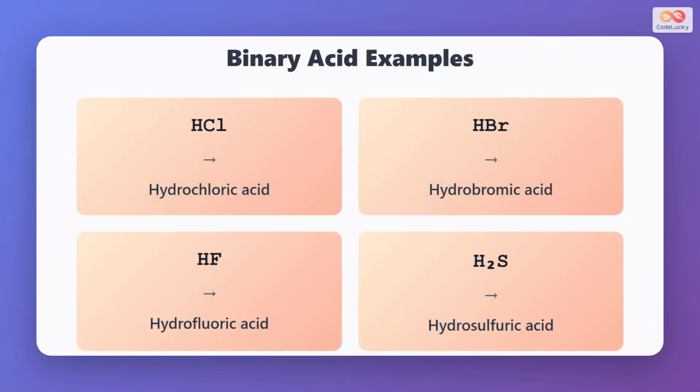Here are some common examples of binary acids. HCl, which is hydrogen and chlorine, is named hydrochloric acid. HBr, which is hydrogen and bromine, is named hydrobromic acid. HF, which is hydrogen and fluorine, is named hydrofluoric acid. And H2S, which is hydrogen and sulfur, is named hydrosulfuric acid. Notice how each name follows the pattern: hydro plus the element root plus ic acid. Practice identifying the pattern in each example.